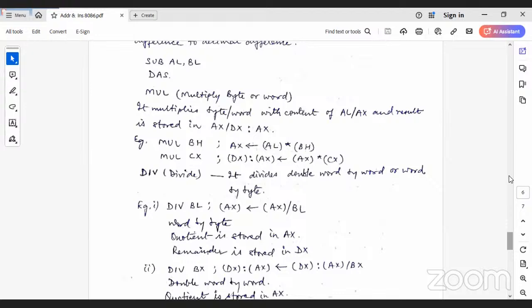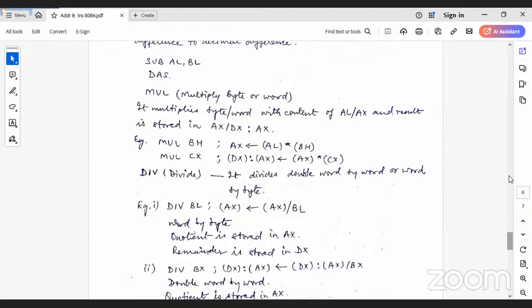You can see there, divide BL. So where is the other 1 byte data? It is there in your AX. Now this AX divided by BL, why did I give that? Because AX is having a word, 2 bytes, and BL is only 1 byte. So a word is divided by a byte.